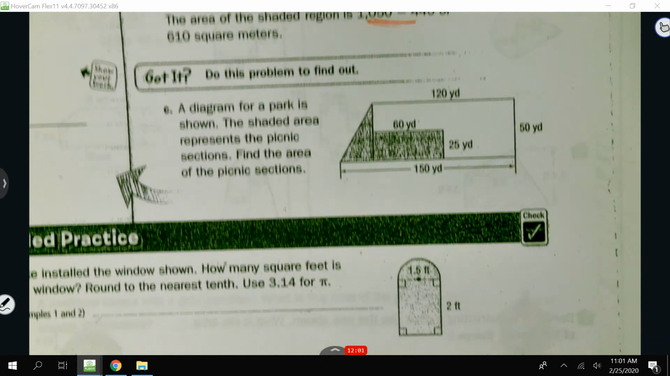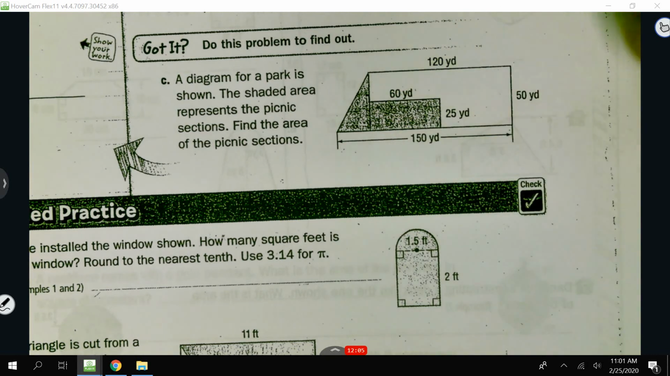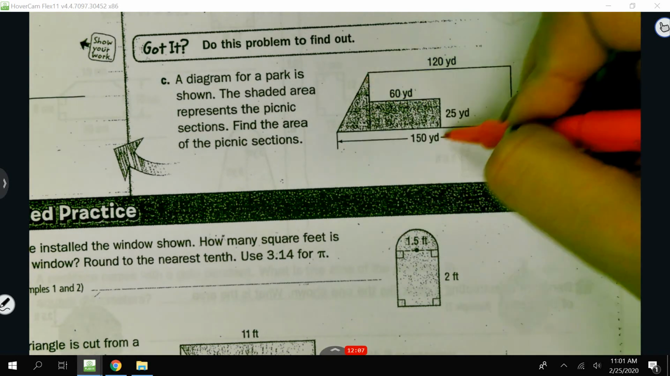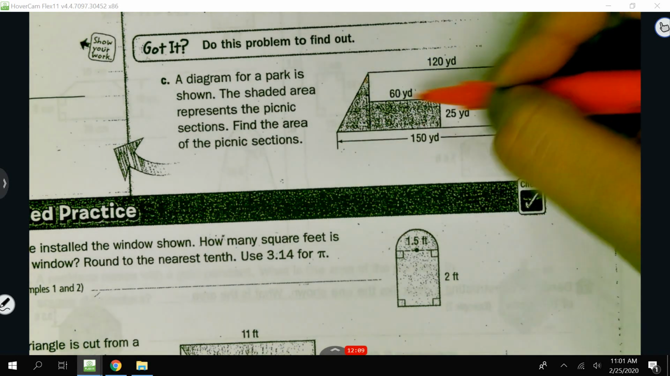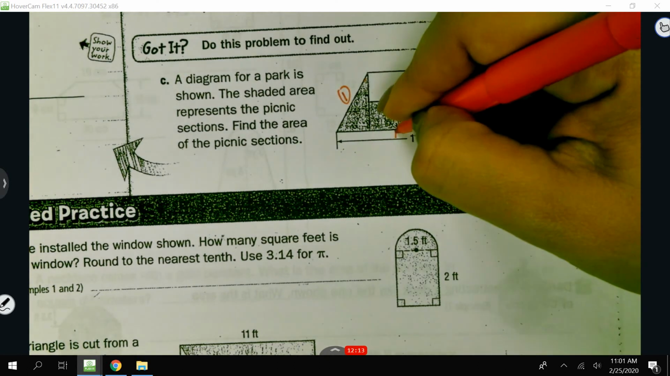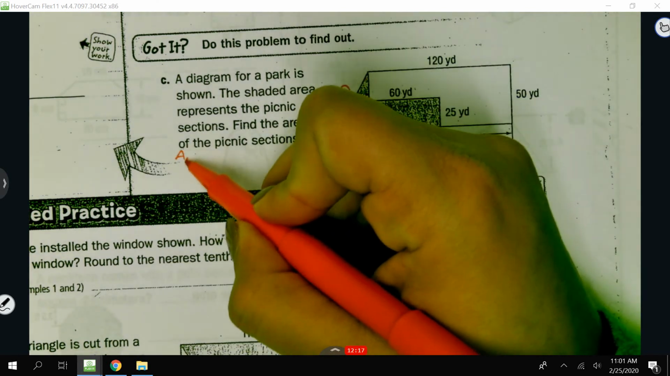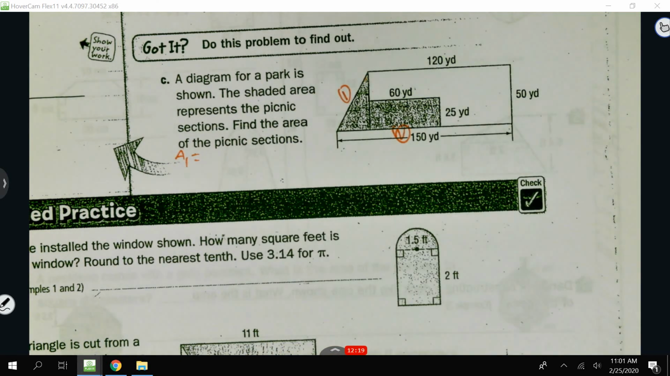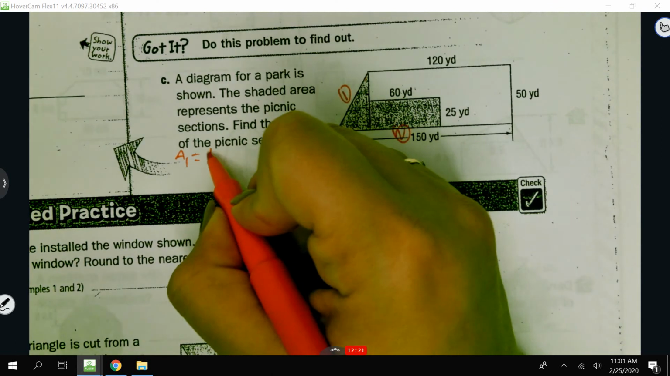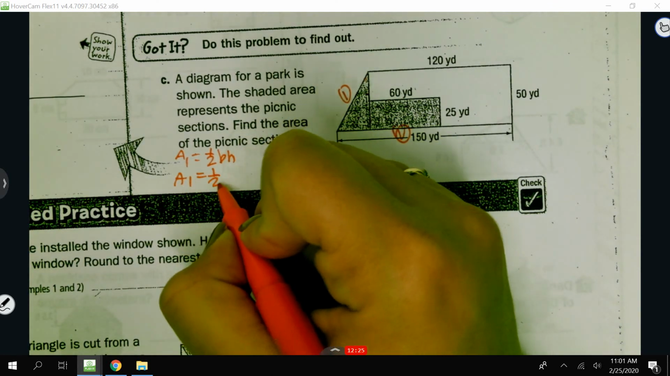All right. We want to find the area of the shaded picnic areas. So in this case, I want to find all of this. So what 2 shapes would those be? Triangle and a rectangle. So area of the triangle would be 1/2 base times height. What is the base of that triangle?